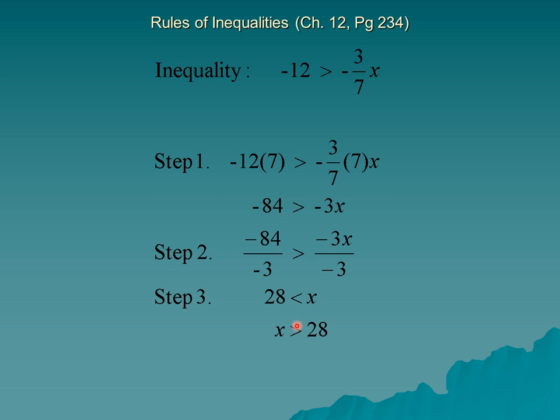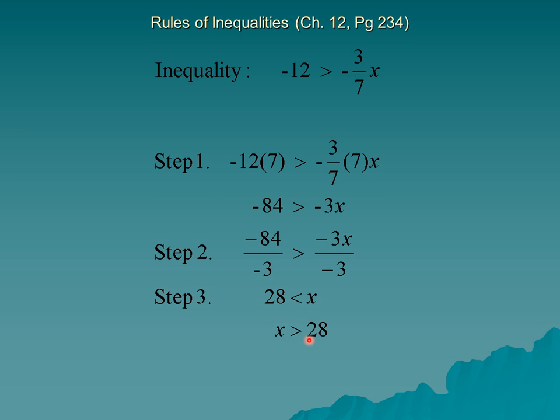Then this changed. Now remember, 28 less than x means what? x is greater than 28, right? Which is the same thing. That means this inequality tells you that any value greater than 28 will satisfy this equation. Remember, 28 itself will not satisfy the equation because it is only greater. Anything greater than 28, right? But 28 itself is not a solution. Let's see how it works.